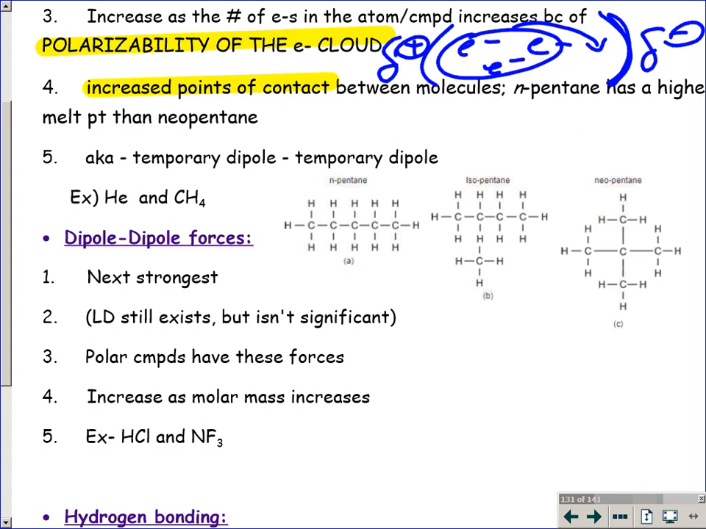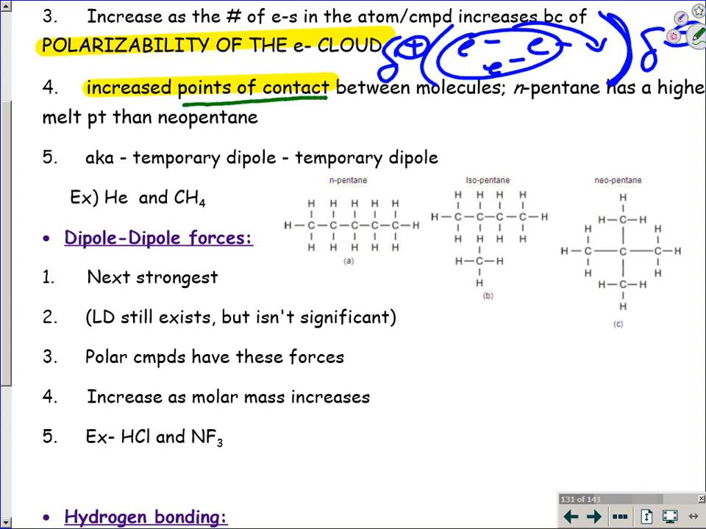You can have isopentane, where you have 1, 2, 3, 4 carbons in the line, and then one branches off. So it's an isomer of pentane. And then you can have neopentane, where it's like a T shape because you have 3 and then 1 branch and then 1 branch. So it still ends up being 5 carbons. So those are all isomers of pentane. If you just look at pentane, you don't know who's going to have the strongest London dispersion forces, because they all have exactly the same formula. So you must consider their structure.